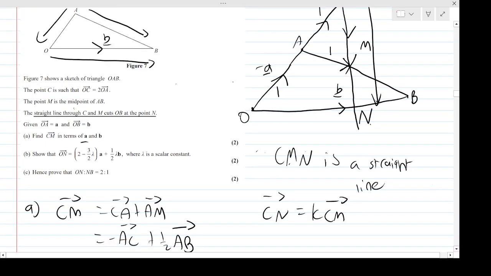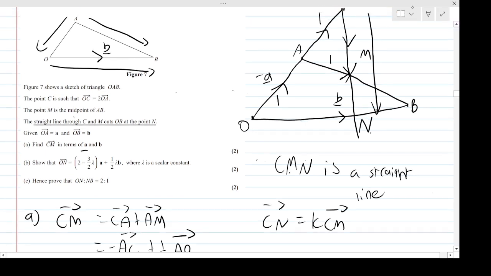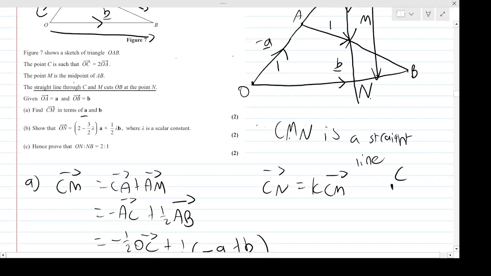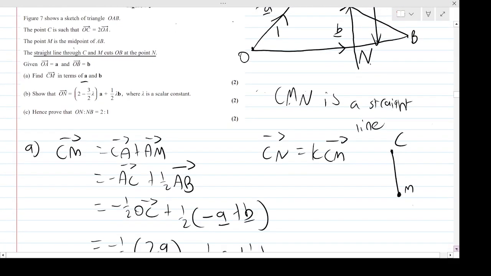So hopefully you're happy with that. If I were to sketch that again, if I just draw that line from C, M and then N, hopefully you can see it here. They're all on the same straight line, and the vector from C to N, the whole line, has the same direction, the same gradient. So the vectors from C to M and C to N are parallel, so they're multiples. That's how I deduce this, okay?